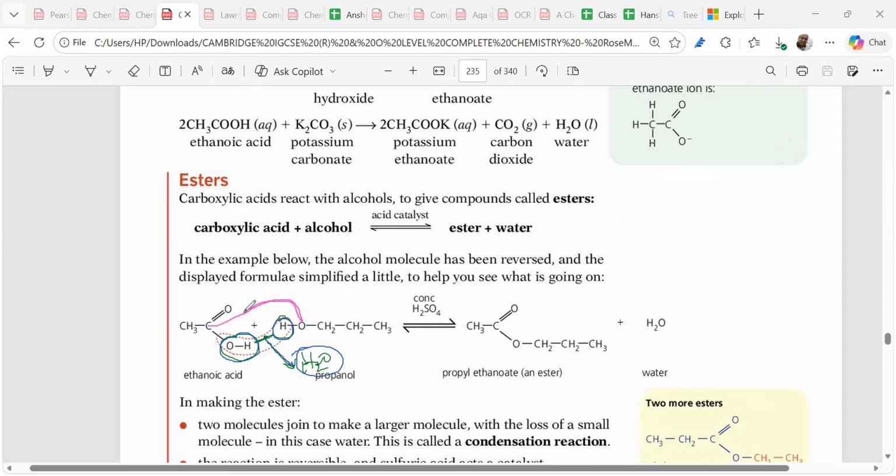I'm just trying to stretch the bond. See here, can you see the bond? Pink. This bond is this, right? Clear? Any question, please tell me.